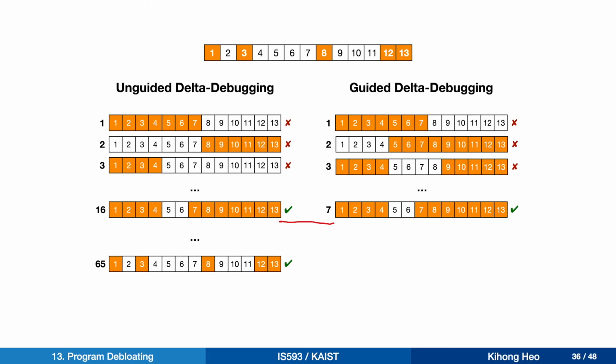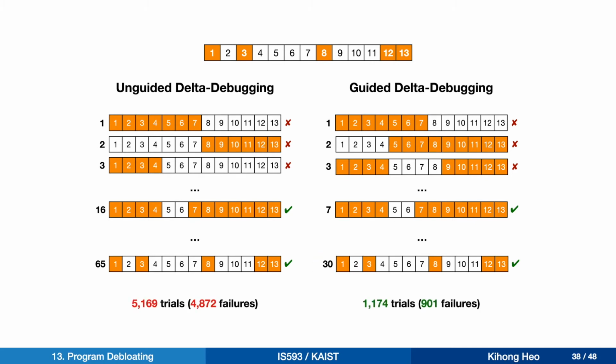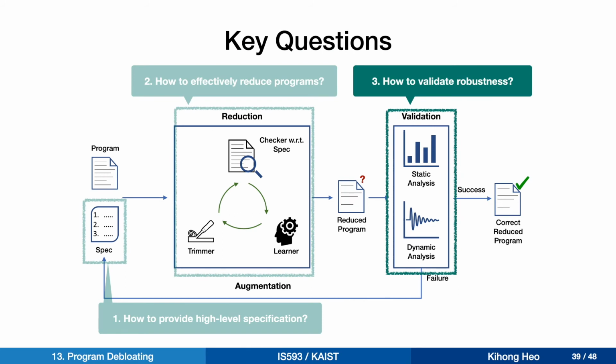And then finally it can find the minimal solution, only after 13 iterations. In total, more than 4 times fewer trials. So that is how the system efficiently searches for a minimal program. Then the last research question is how to validate the robustness of the reduced program.